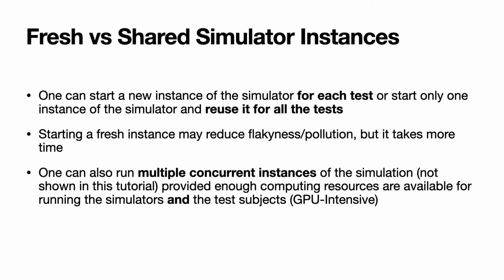So when it comes to running the simulation, we assume that the simulator is running. Now, there are two main possibilities. Either we restart the simulator, a fresh instance for each test, or we try to reuse it. Starting a fresh instance in general prevents or reduces the effects of pollution between states, and in a sense also reduces the flakiness of tests, but it takes more time to execute tests because every time you have to restart the simulation and wait for the simulation to load and such.